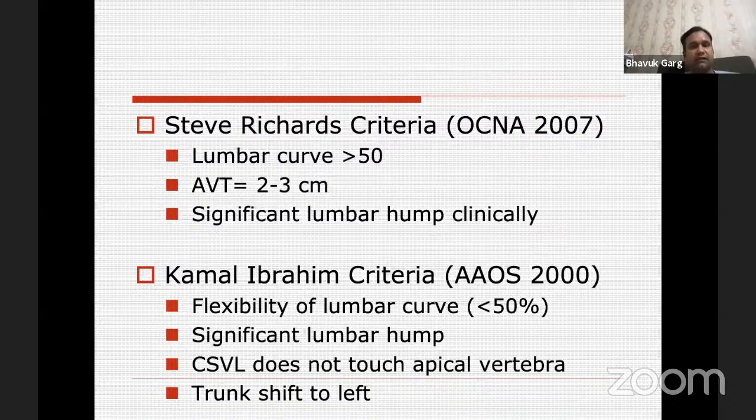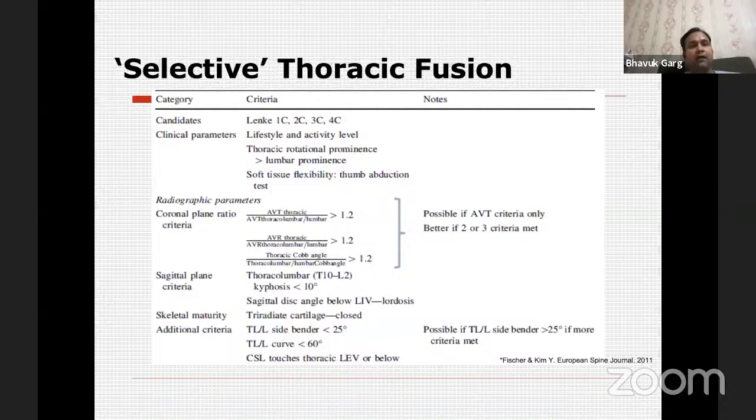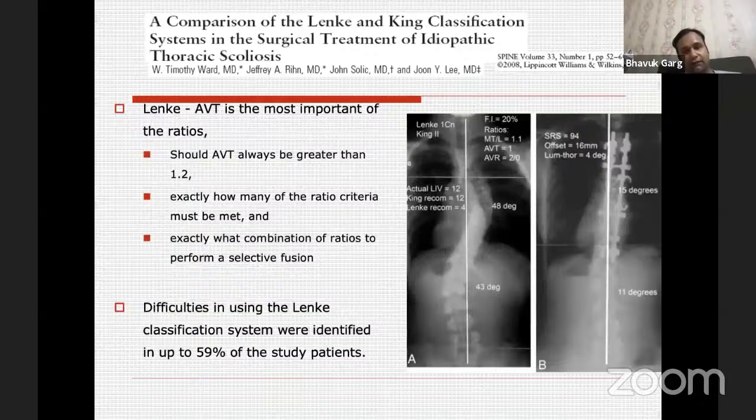These are the Steve Richards criteria, Kamal Ibrahim's criteria, and the Lenke's criteria. Various clinical and radiological parameters are there. You can all use them in your practice, but none of them matches perfectly. Apical vertebral translation has been cited as the most important of these criteria. If the apical vertebral translation is more than 1.2, you can always go for selective thoracic fusion.